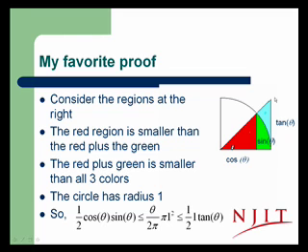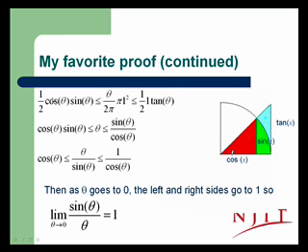The area of the large triangle, well, that has base 1 and the height is tan theta. So we get 1/2 times 1 times tan theta. Just copy that expression onto this page.